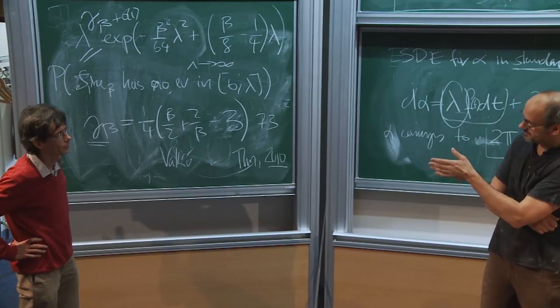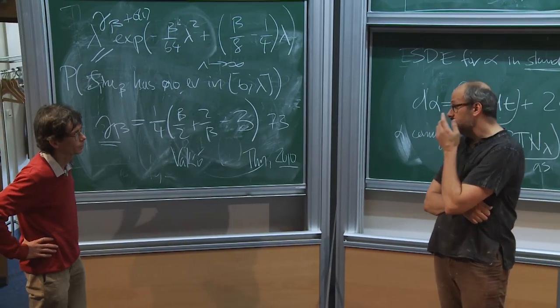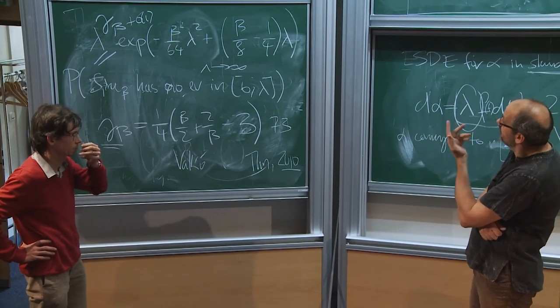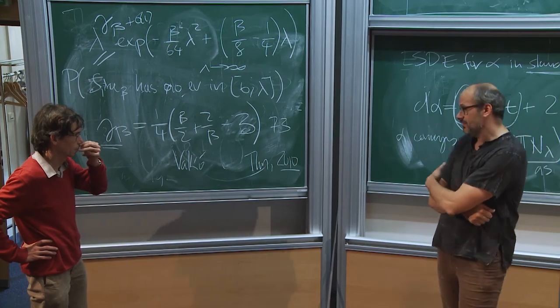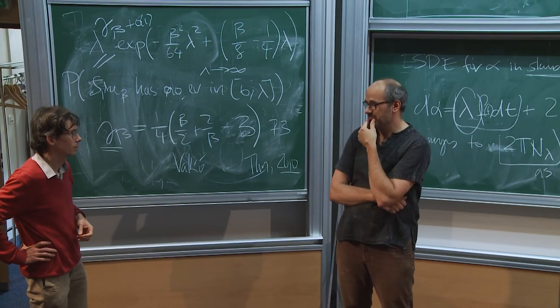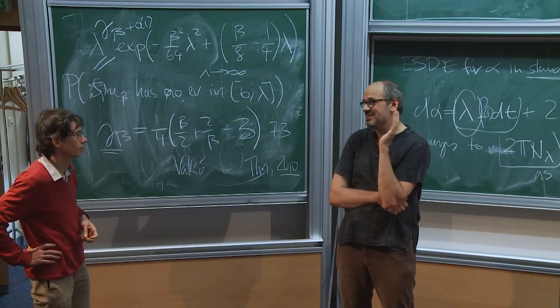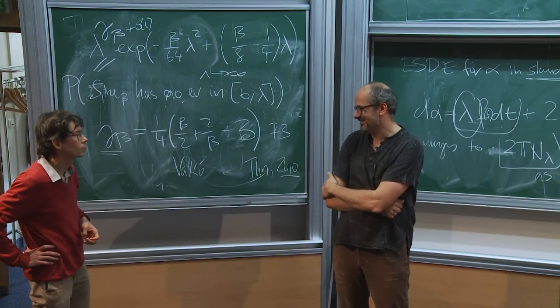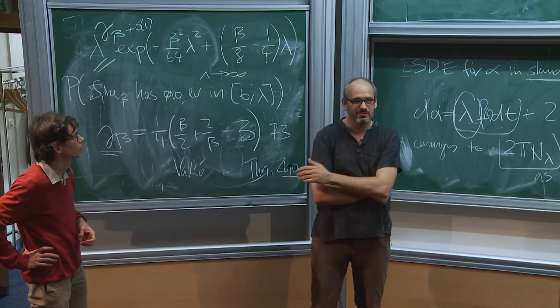But you can ask the same thing about GUE, right? And in fact, in the carousel paper, we proved that the GUE and the beta Hermitian ensembles converge to this in the bulk. But the story is nicer with the unitaries. That's why it's simpler in that case.